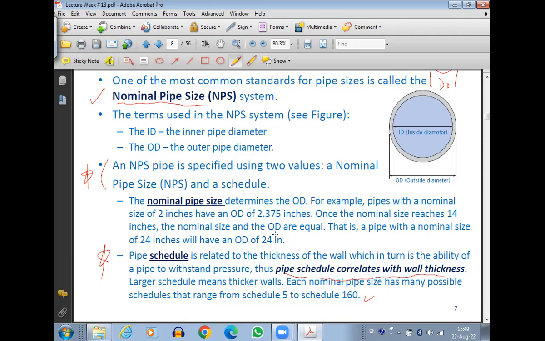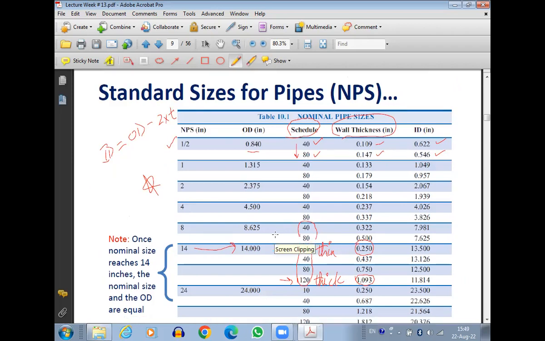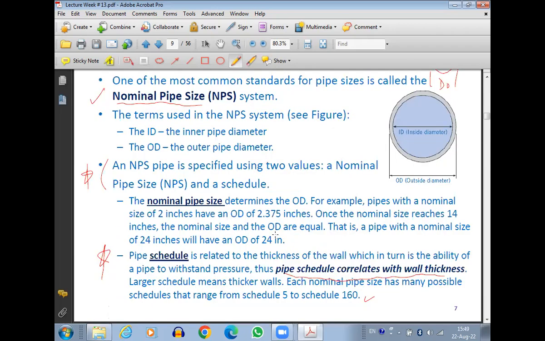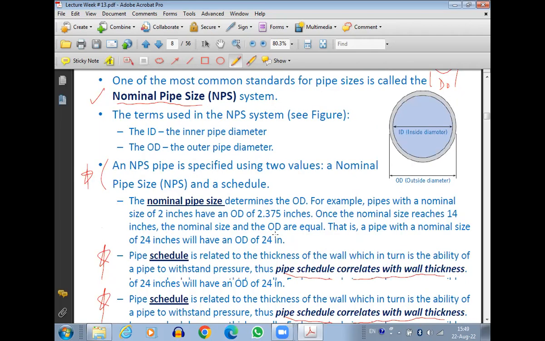It's neither a unit of length nor a unit of centimeter. It's basically a specific number, and corresponding to that number, there is a specific chart through which you can find out what the diameters, dimensions, and thicknesses are. From 5 to 160, each chart will demonstrate that. So that's about the standard sizes for pipe, which is the nominal pipe size.